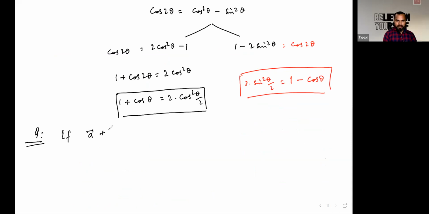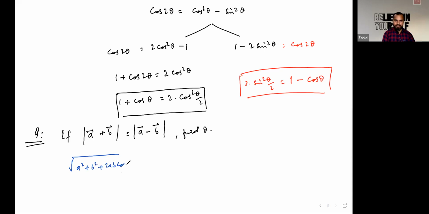If the magnitude of A plus B equals the magnitude of A minus B, find theta. The magnitude of A plus B is the magnitude of the sum of two vectors, and the magnitude of A minus B is the magnitude of the difference of the vectors. So it will be root under A square plus B square plus 2AB cos theta, and it will be root under A square plus B square minus 2AB cos theta. Just simplify this term, you will get theta. Try to solve.